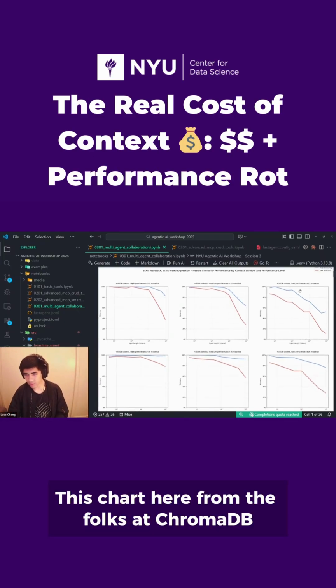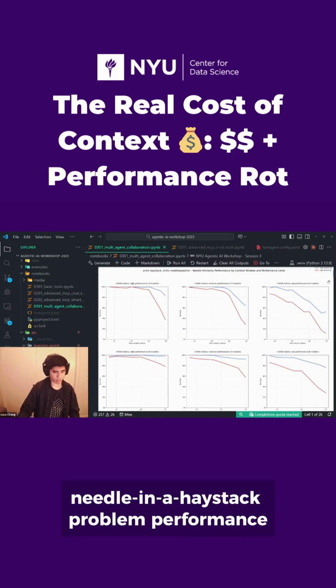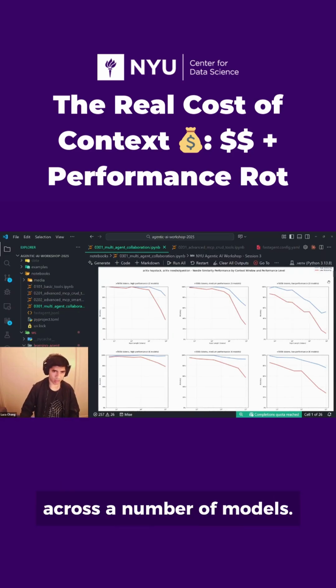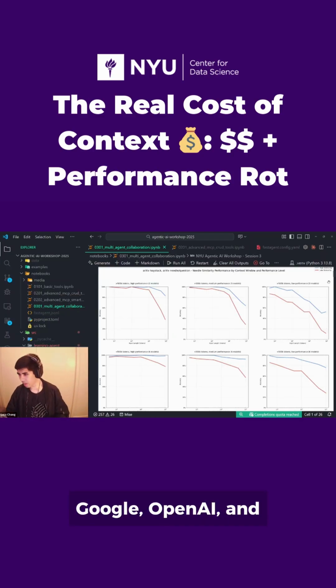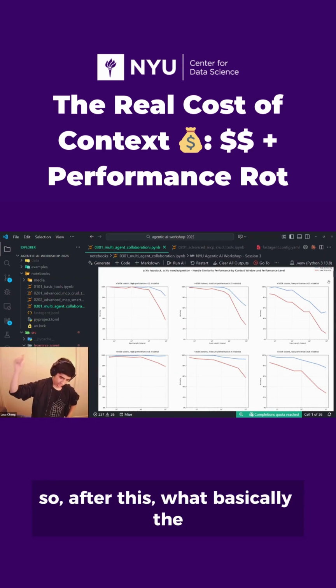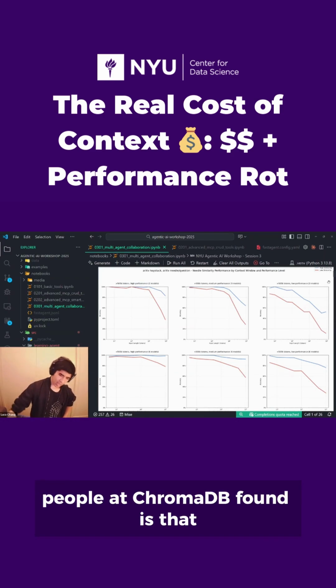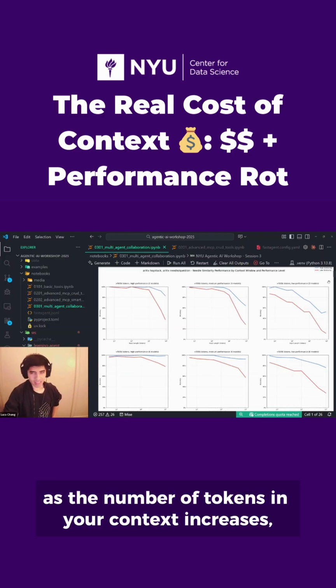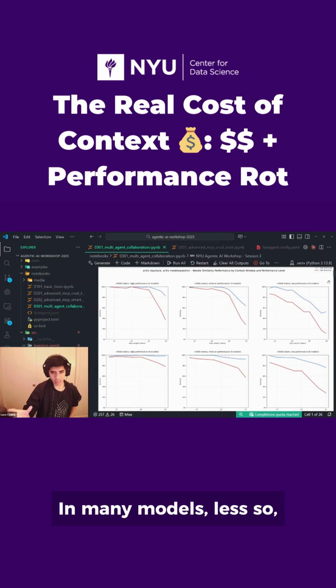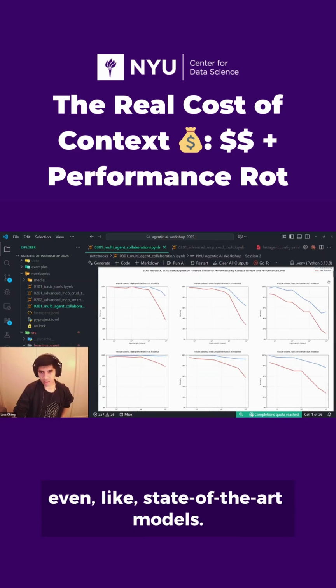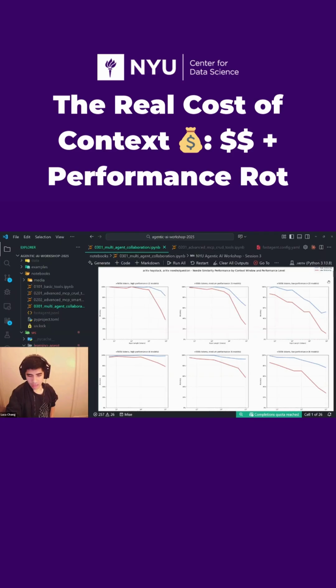This chart here from the folks at ChromaDB basically shows needle-in-a-haystack problem performance across a number of models. They're aggregating over models from Anthropic, Google, OpenAI, and a few others. What the people at ChromaDB found is that as the number of tokens in your context increases, performance starts to decline very significantly in many models, less so, but still meaningfully, in even state-of-the-art models.